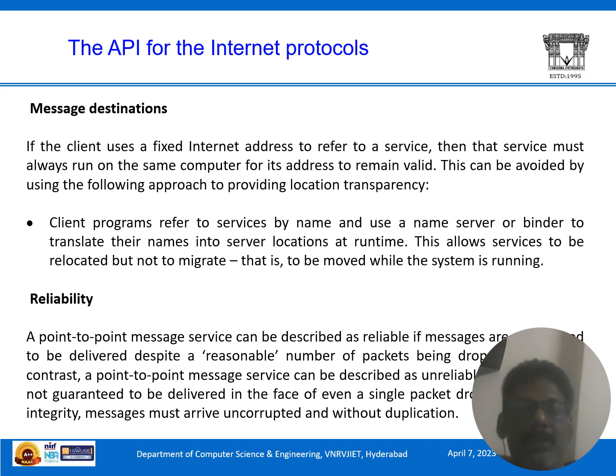Reliability. A point-to-point message service can be described as reliable if messages are delivered despite a reasonable number of packets being dropped. In contrast, a point-to-point message service can be described as unreliable if delivery is not guaranteed in the face of even a single packet drop, or the integrity of the messages may be lost.